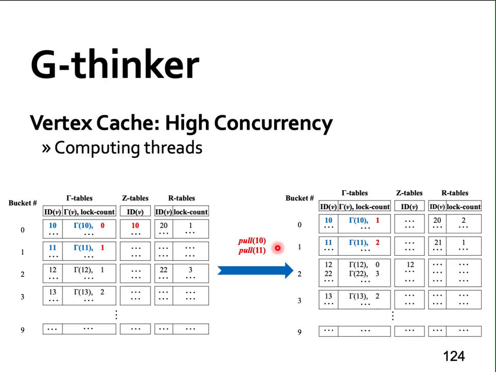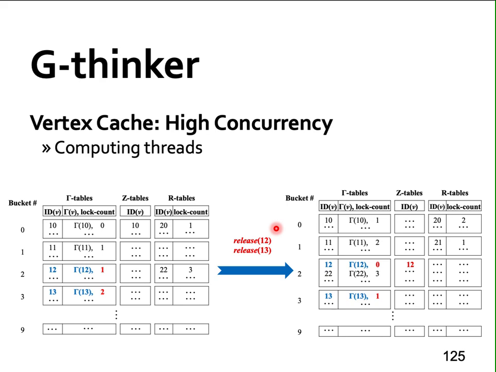For example, if some tasks request vertices 10 and 11, and their adjacency lists happen to be in gamma tables, then we simply increase their counters by 1 to indicate that one more task is holding them. Here, vertex 10 is also removed from Z table, as its counter is no longer 0, and it cannot be evicted anymore.